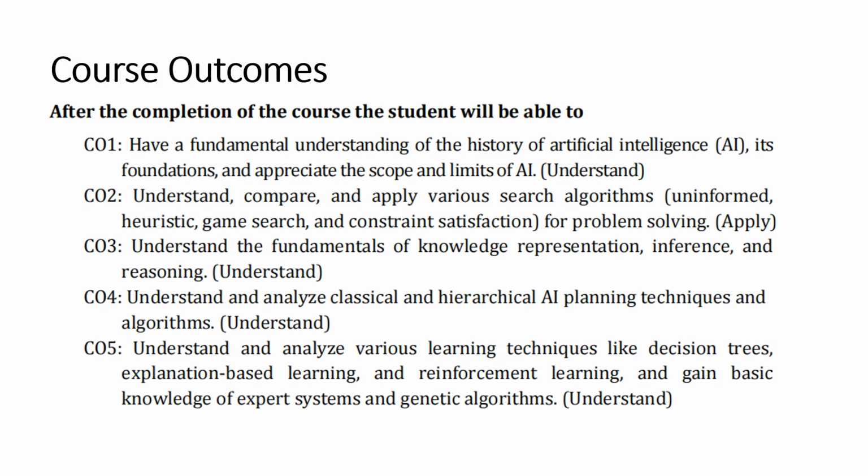There are 5 course outcomes. The first one is understanding AI history, foundation, and scope. So understand how artificial intelligence evolved from early ideas to modern systems. We will discuss the foundations of AI, understand the scope of AI in real world applications, and these outcomes help the students develop a clear conceptual background of what AI can and cannot do.